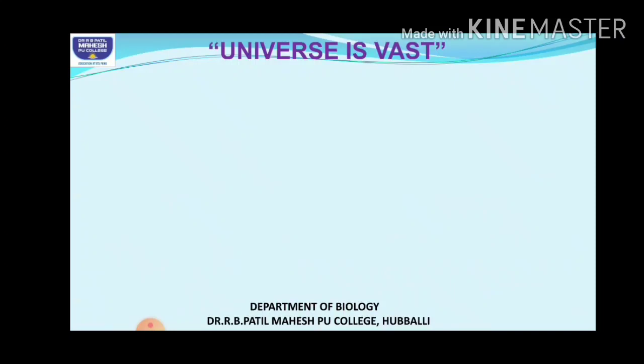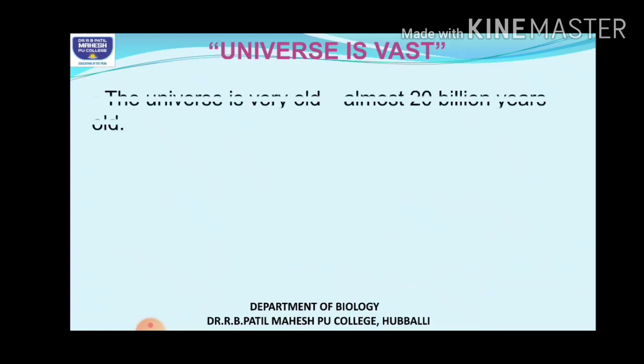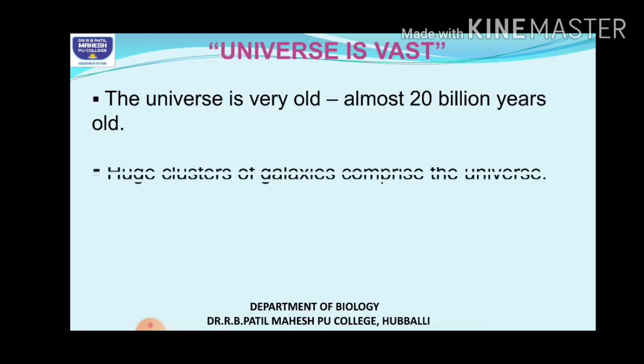So that is why we can say that the universe is very vast. Why am I telling you the universe is vast? Because, children, the universe is very old, almost 20 billion years old. Those radiations which have been emitted, if we measure them, it is approximated that they are coming from millions or billions of years back. So that is why we can say that it is around 20 billion years old.